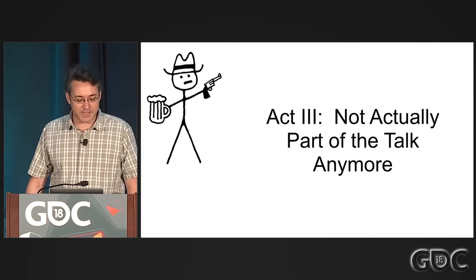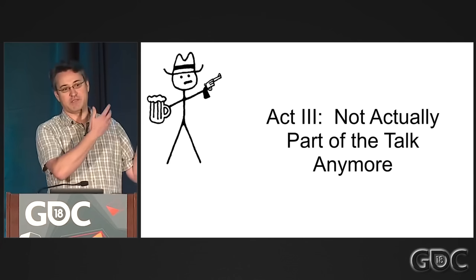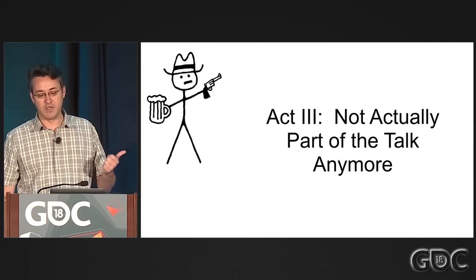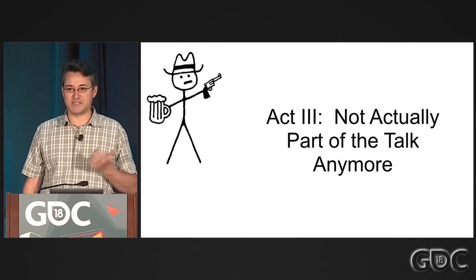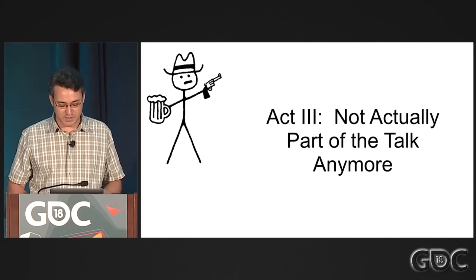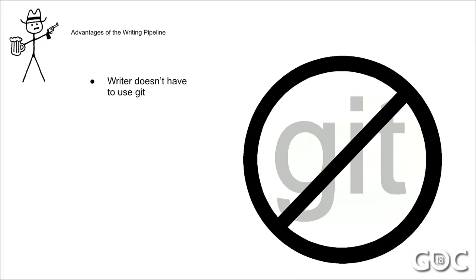This was going to be about the writing pipeline, but the writing pipeline is essentially exactly the same as the design pipeline, because all of the writing just lives in those scripts, which probably eventually is going to bite us in the ass if we ever want to do anything like localize, but we'll solve that problem when we come to it. Advantage there is that the writer also doesn't have to use Git.